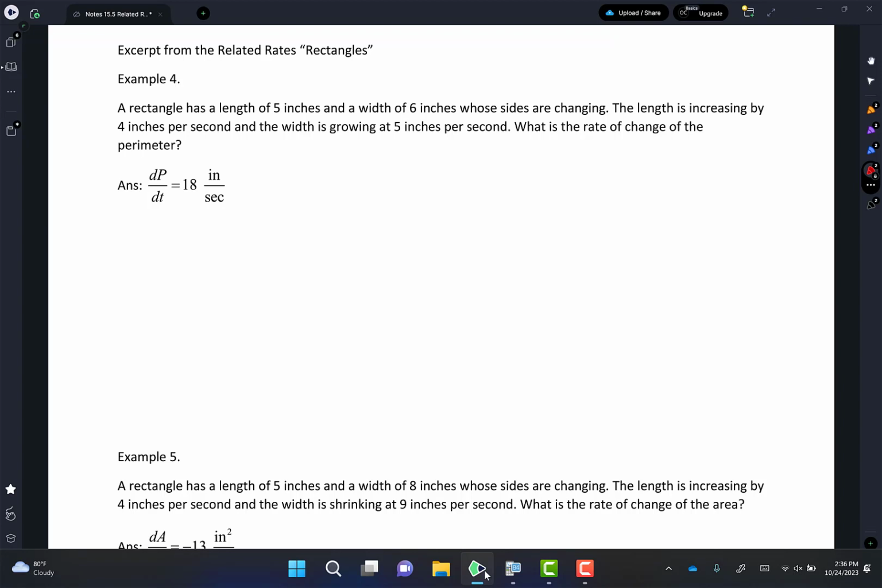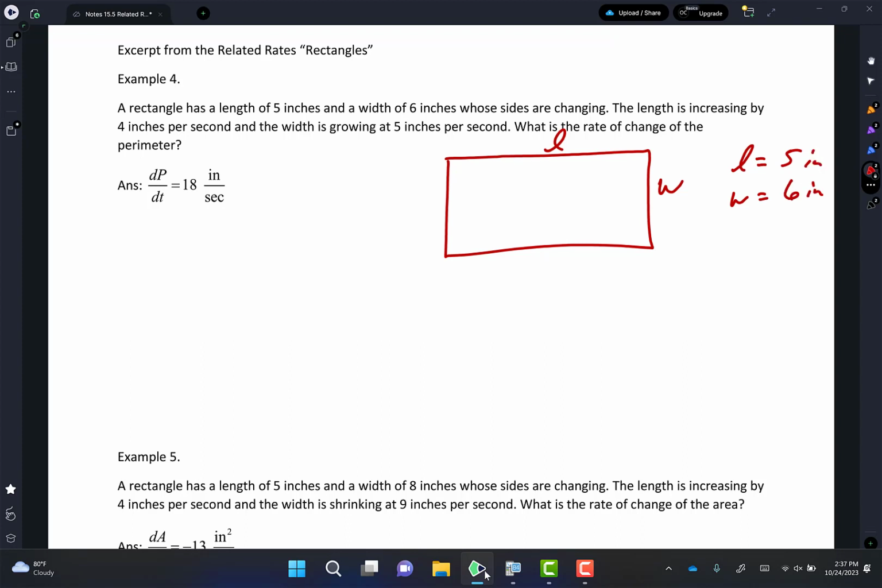A rectangle has a length of 5 inches and a width of 6 inches. So I have a rectangle. I guess you don't have to draw it. So this is my length, here's my width. It's not drawn to scale because it says my length is 5 and my width is 6, and it looks like the length is bigger. No big deal. Length equals 5, width equals 6, and we're talking about inches.